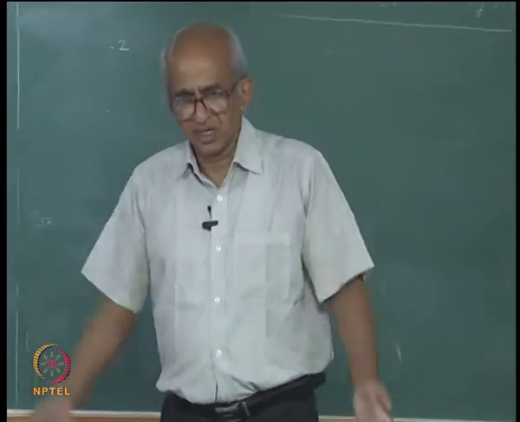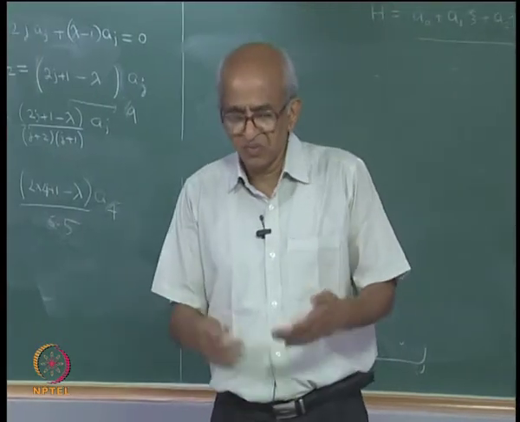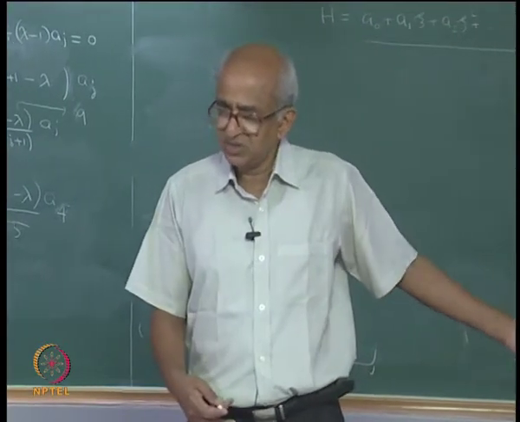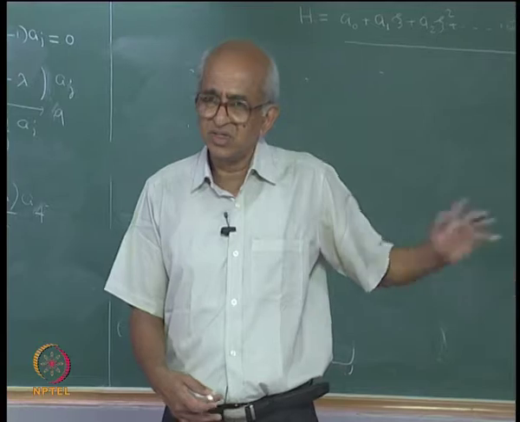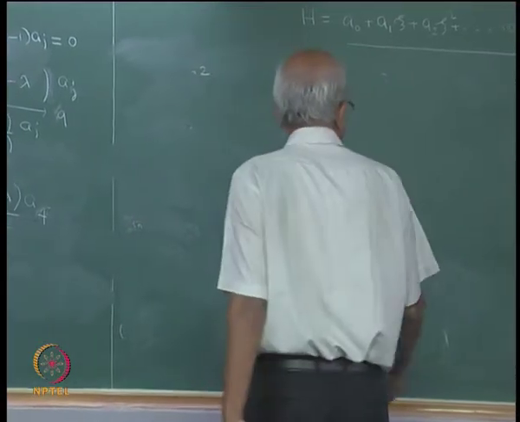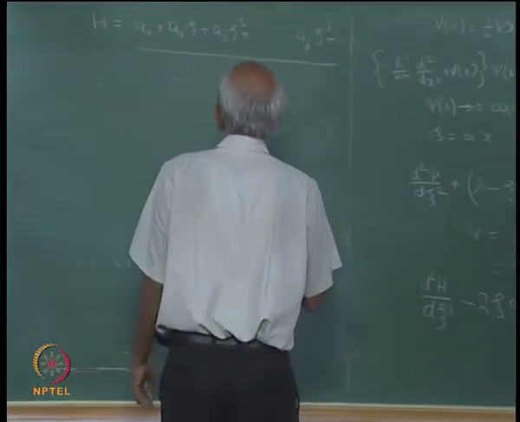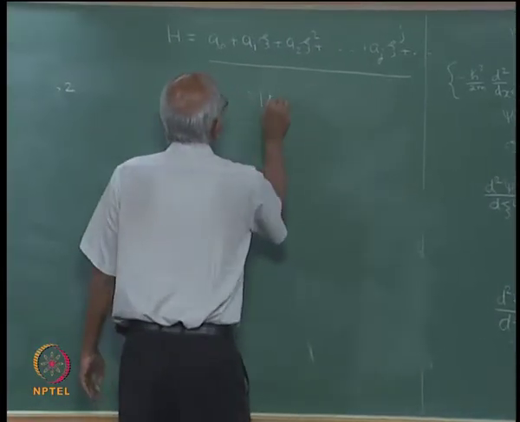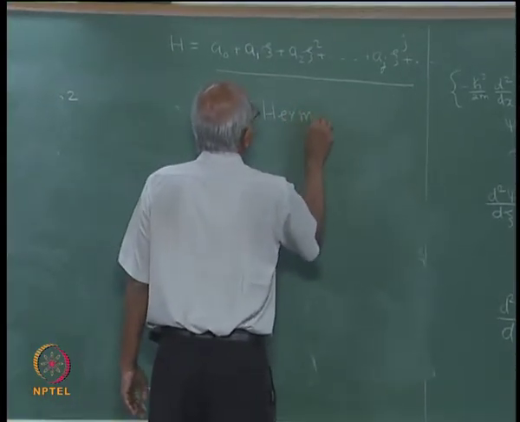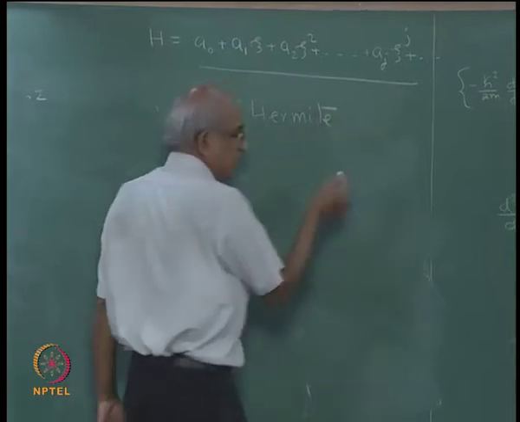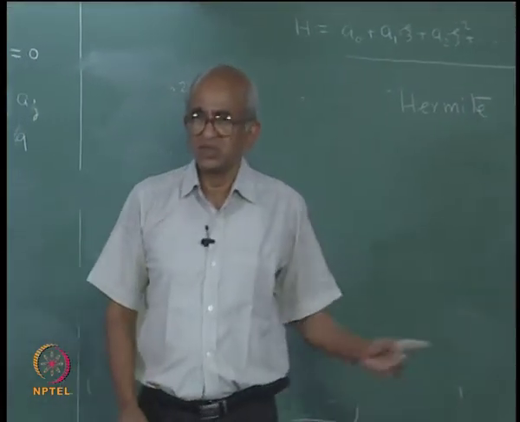Even before quantum mechanics came up, mathematicians had studied those differential equations and the associated polynomials, and they were studied by the person called Hermite. And so, these polynomials are known as Hermite's polynomials.